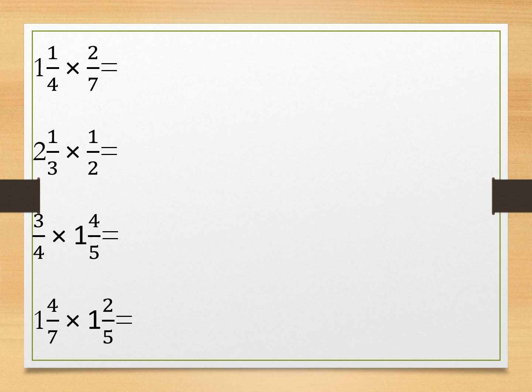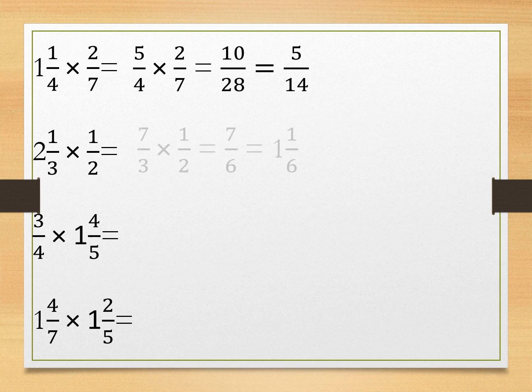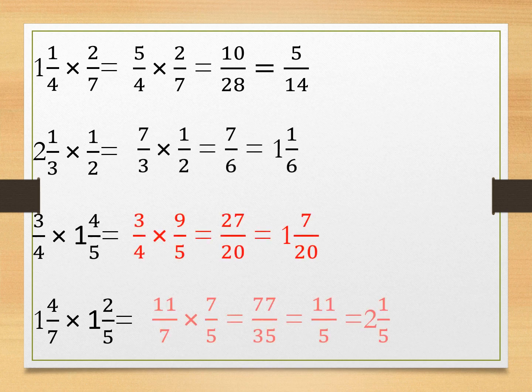Here are more exercises to multiply mixed numbers. As we said, you can't multiply mixed numbers until you convert them into improper fractions. 1 times 4 is 4, plus 1 is 5 over 4, and then you start multiplying. 5 over 4 times 2 over 7 is 10 over 28, and then you can simplify. Same for the other exercises.